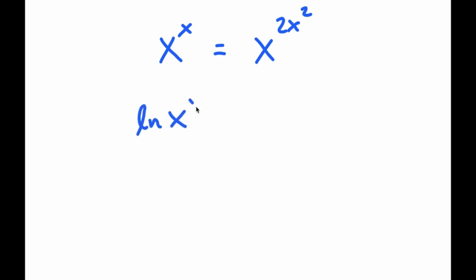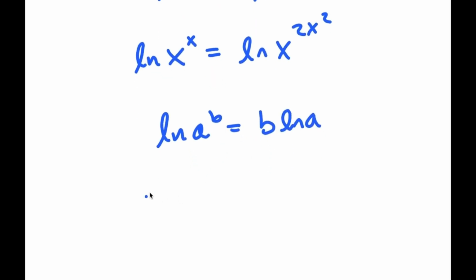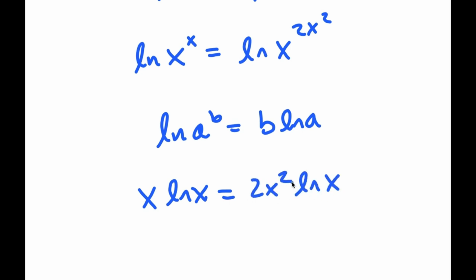Alright, so in this video, I'm going to be solving the equation x to the power of x is equal to x to the power of 2x squared. To solve this, I'm going to first start by taking the ln on both sides. And if I have something in the form ln a to the power of b, this is equal to b times ln a. So this turns into x times ln x is equal to 2x squared times ln x.